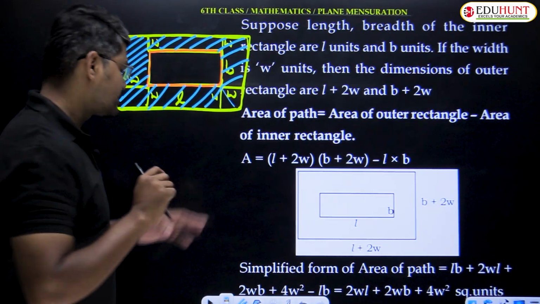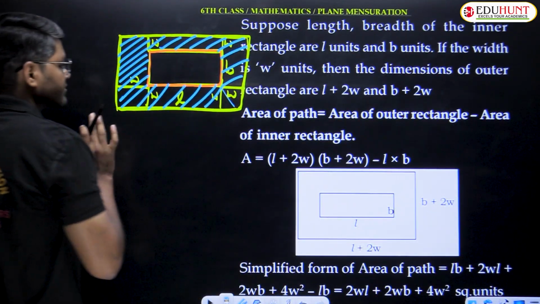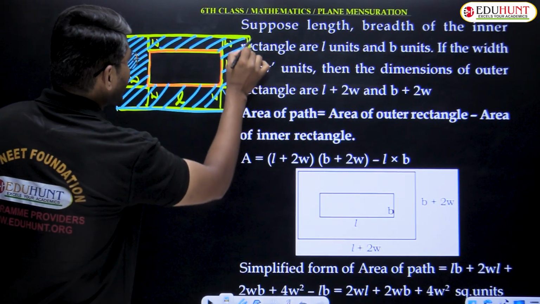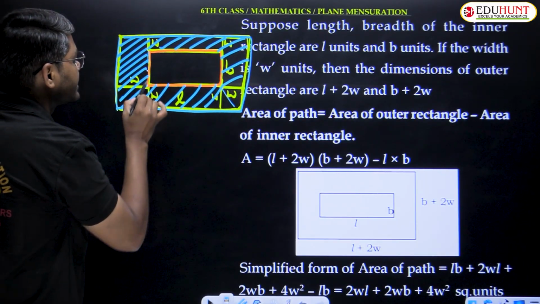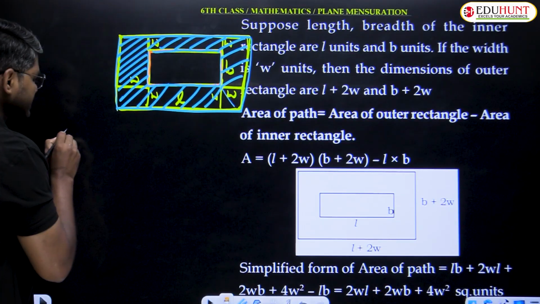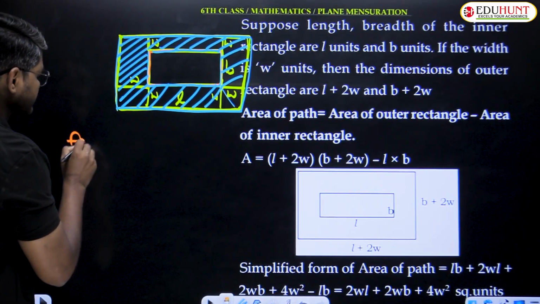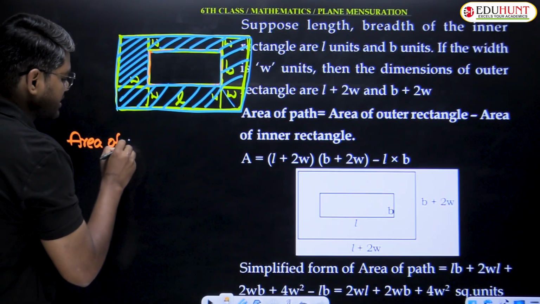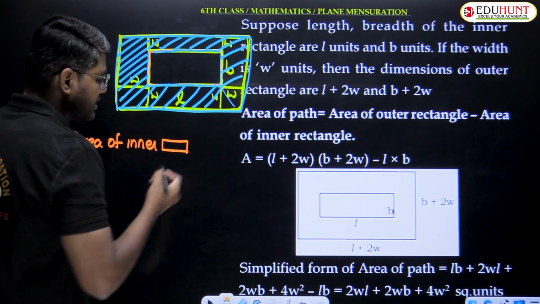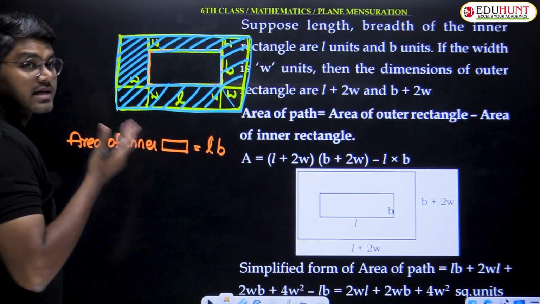How do we find? It's very simple. First we have to find the area of this outer rectangle and find the area of the inner rectangle. Now subtract both the areas, then you will get the area. First we have to find the area of the inner rectangle. Area of inner rectangle is equal to L into B.